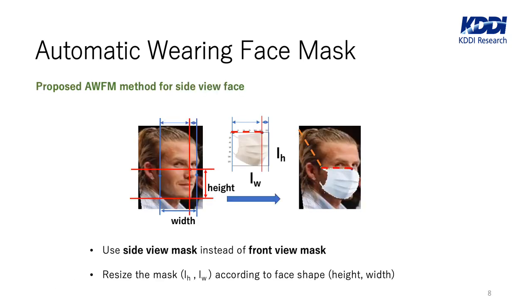To solve this problem, we proposed a new method to automatically wear face masks. For the case of side view face, we use a side view mask instead of a front view mask. The mask can be in any color and any shape. Then, according to face shape, height and weight, we resize the mask LH and LW and use the top point of the mask to paste it on the nose bridge point, which is a landmark feature that can be detected using existing technologies.